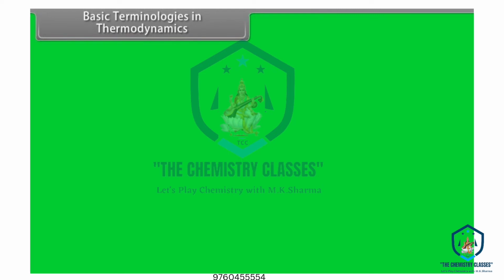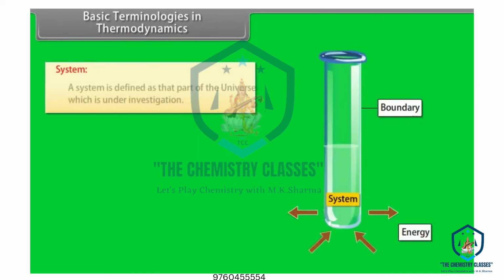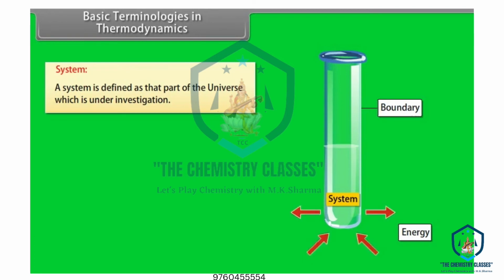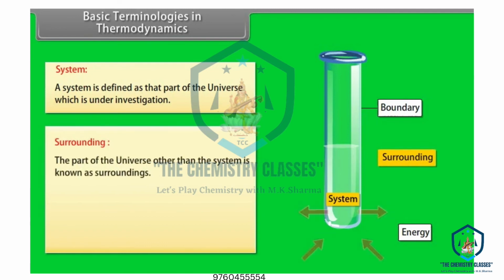Basic terminologies in thermodynamics. System. A system is defined as that part of the universe which is under investigation. For example, if we are studying the effect of temperature on the properties of water, then water will be taken as the system. Surrounding. The part of the universe other than the system is known as surroundings. For example, if a reaction mixture is taken in a test tube, the reaction mixture constitutes the system, the walls of the test tube constitute the boundary, and everything else is the surroundings.